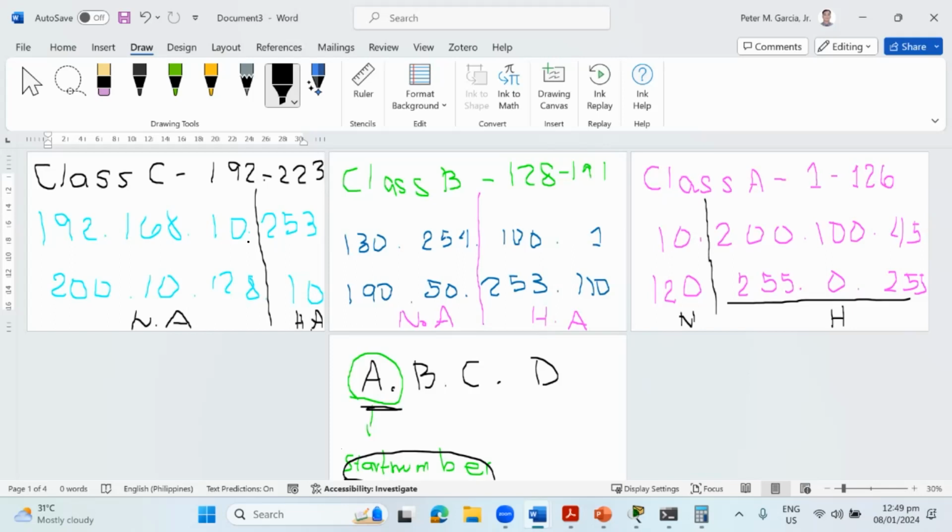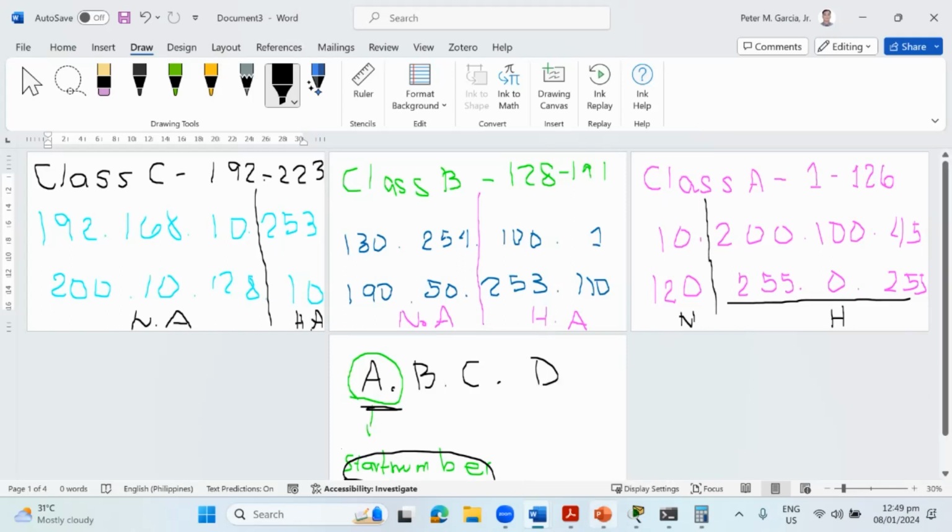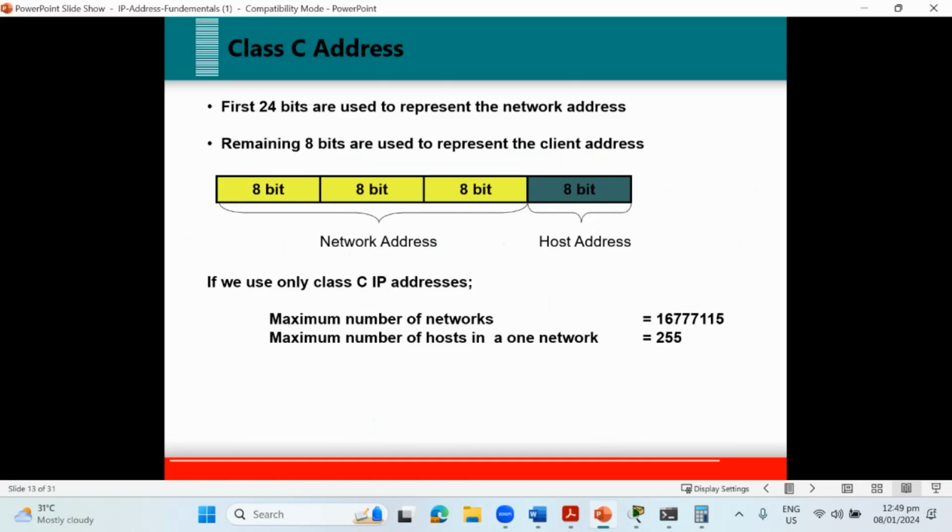Yun ba? Class A, octet A ang network. Class B, A and B ang network. Class C, A, B, and C. Kung anong klase siya, hanggang doon yung octet. Basta tatandaan nyo lang yung starting number. Yun ang pagbabasihan natin para malaman nyo kung anong IP classes siya.